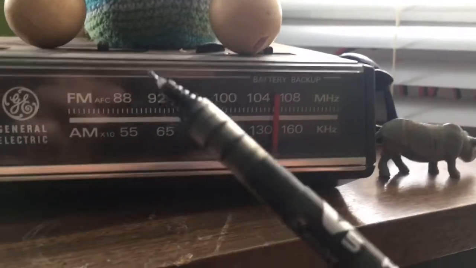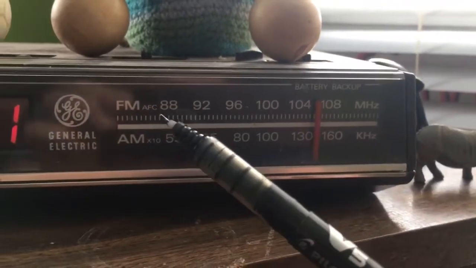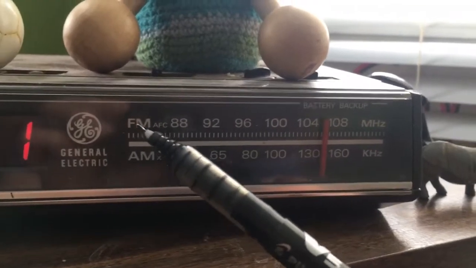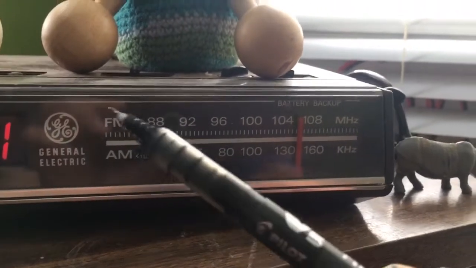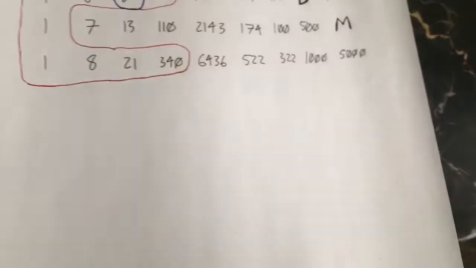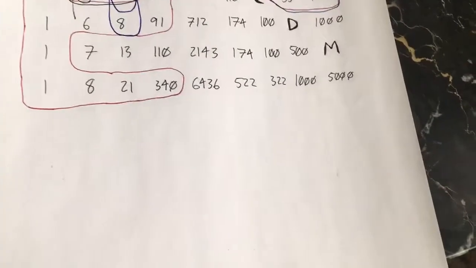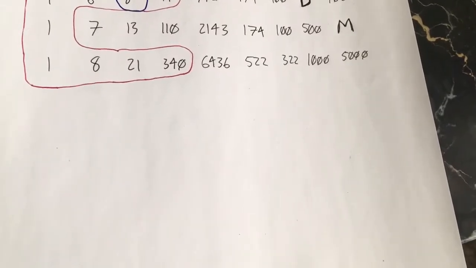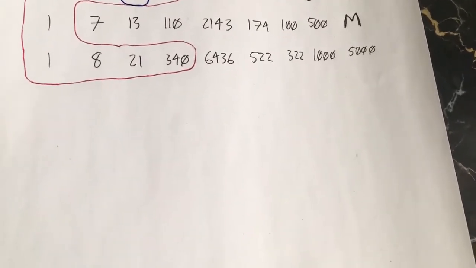Look, 88, 55. That looks like a circled 8, that looks like a circled 5. 13 is a circled 3. 3, 8, 5. How many do you have left over? You have an F and an A. F is 6, A is 1. They're both circled. 7 and 2 is 9. That's a circled 8.